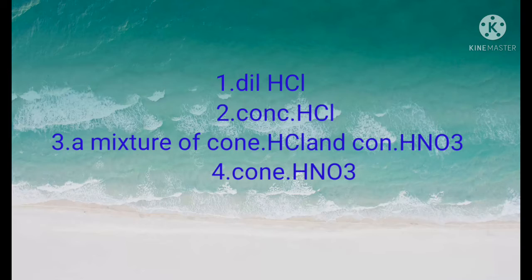Aqua regia is a mixture of concentrated nitric acid and hydrochloric acid in the ratio of 1:3. When gold is dipped in this solution, the outer dull layer dissolves in it and the inner shiny layer appears. This causes reduction in weight of the gold. So the answer is number 3, a mixture of concentrated HCl and concentrated HNO3.